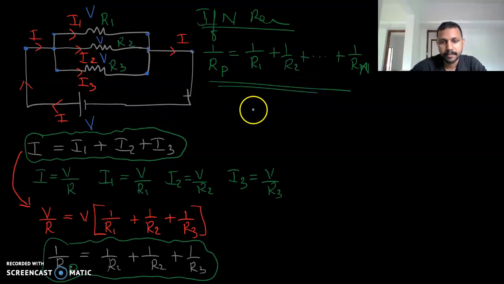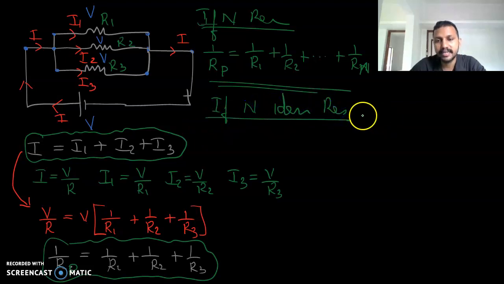Okay, then let's go for another special case. If there are n identical resistors, that means all the resistance values are same, then the formula will become 1 by Rp is equal to 1 by R plus 1 by R plus etc. up to 1 by R. That means we could write 1 by Rp is equal to n times 1 by R.